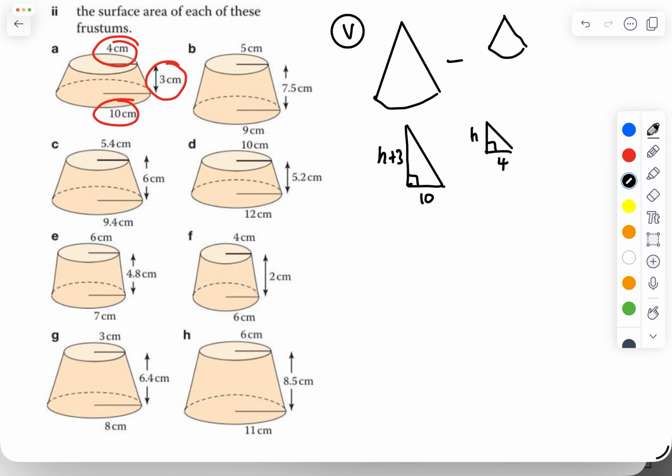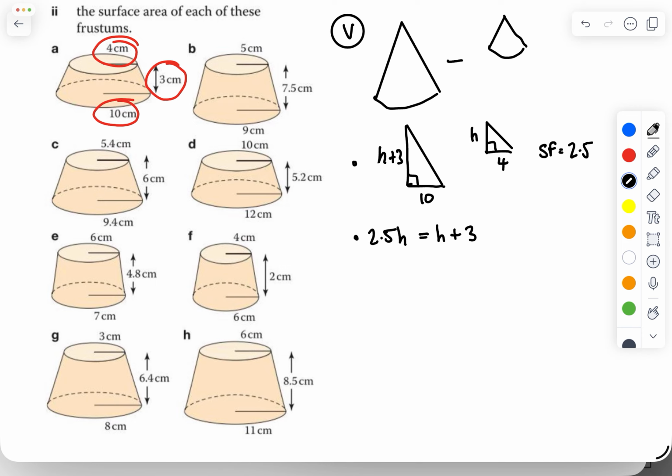Right, so now we need a scale factor. Well, 4 times what is 10? Well, that's 4 times 2.5. 2 times 4 is 8, and another half on, that's 2, get 10. So our scale factor is 2.5. So now we set up our equation. We know that 2.5 times h, so if I enlarge the small triangle by 2.5 times, I get h plus 3.